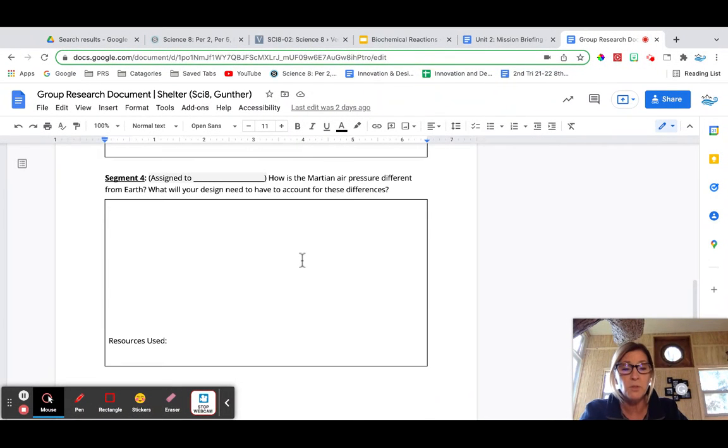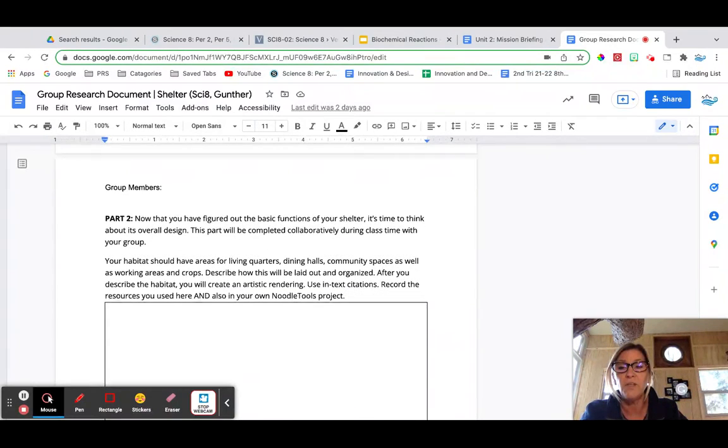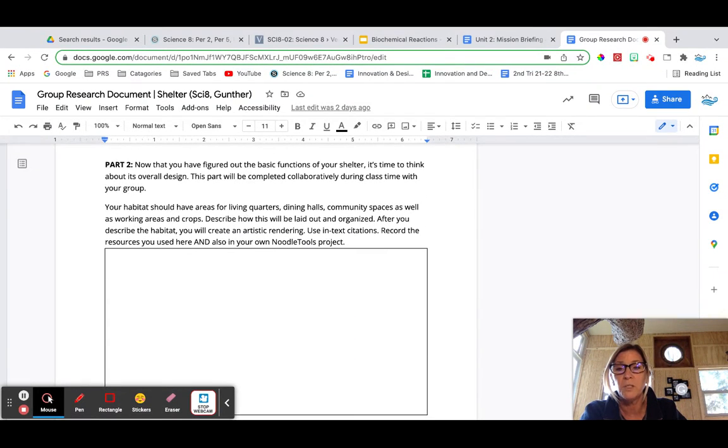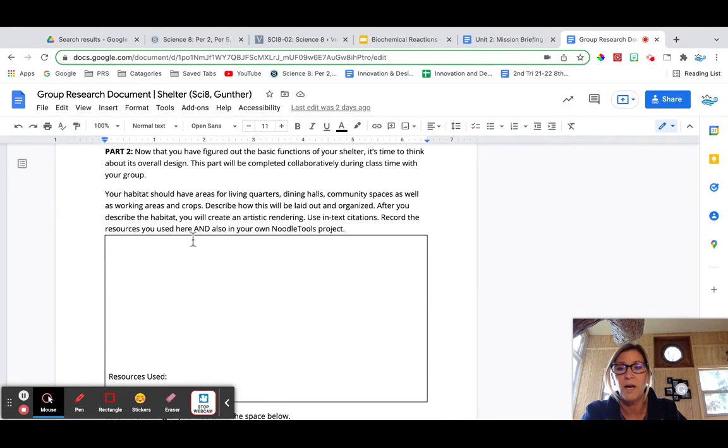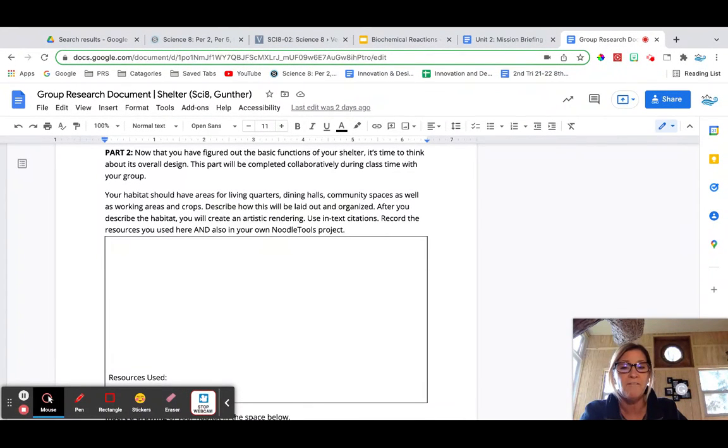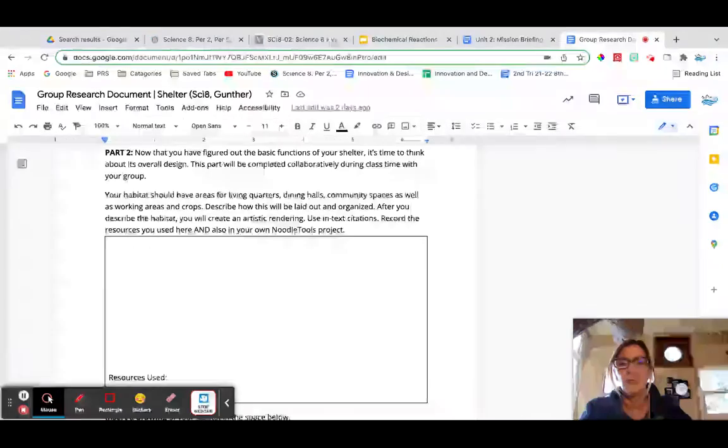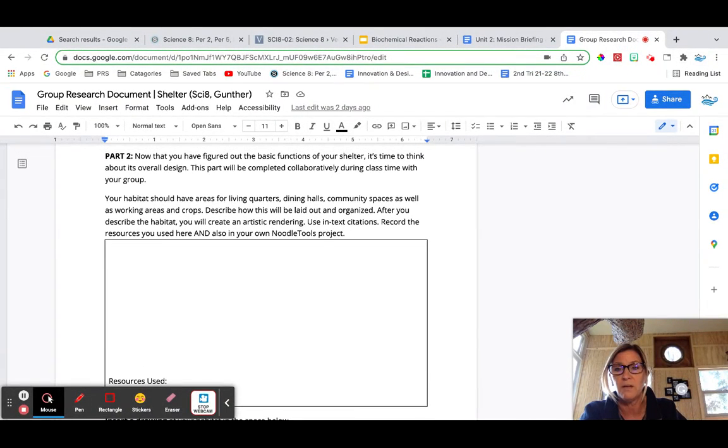And then some of your groups will have 5 people, depending on the number of people that are in the class. And so if there is a 5th person in your group, then the 5th person will be working on the part 2 paragraph. If you don't have 5 people, the part 2 paragraph will be written collaboratively together in class at another time. And so this will just make it sort of even for everyone.